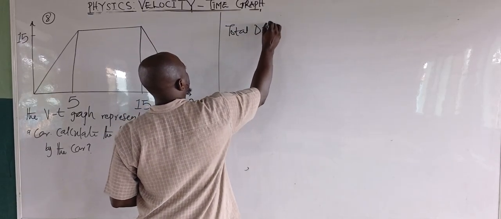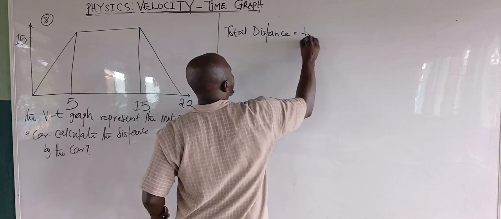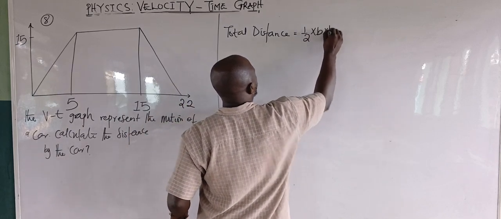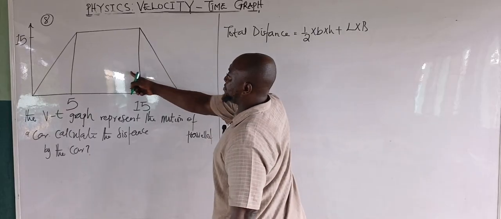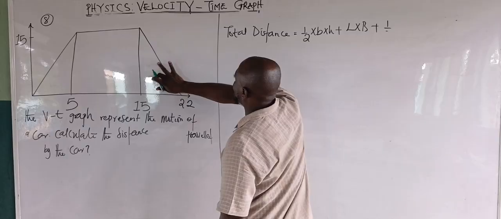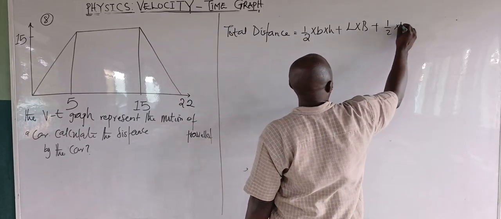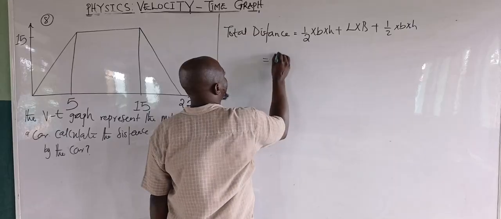Total distance will give us the area of the total diagram. That's what we know. So here is length times breadth. The middle one is length times breadth. And then the last one here is this one. That's all we know. It's simple. So we want to calculate total distance. So here becomes this.